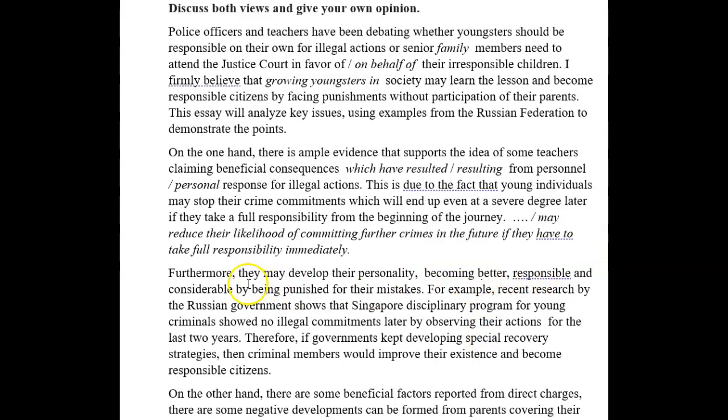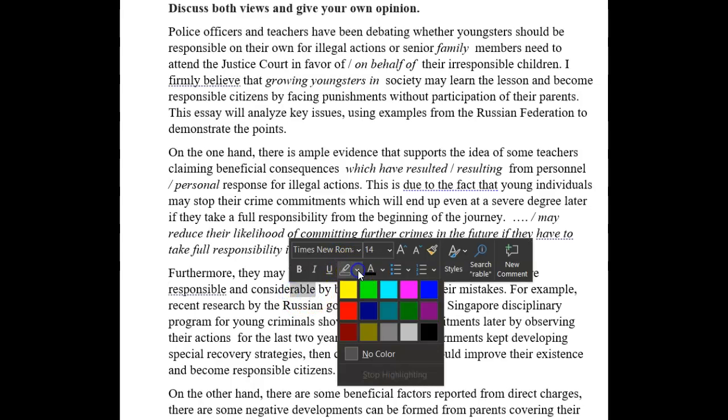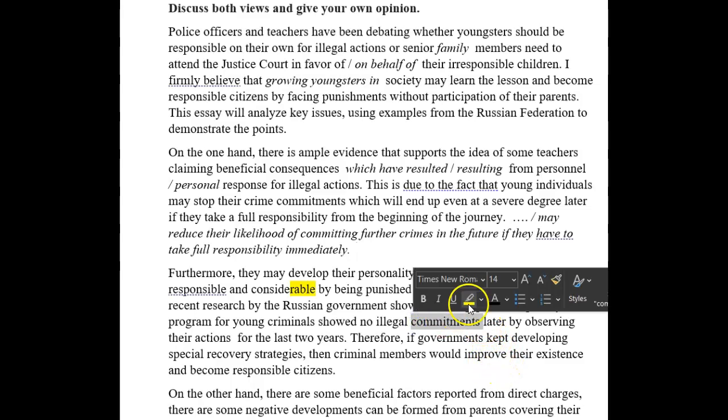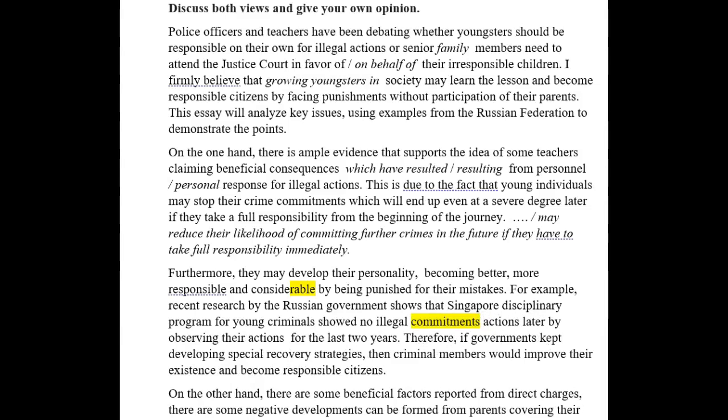Becoming better, responsible and considerable. Now you have to have more because you're comparing. Better is a comparative: more responsible and considerate, by being punished for their mistakes. Excellent. For example, recent research, a Singapore disciplinary program for young criminals, which is terrifying, showed no illegal commitments later. Now, not commitments. Commitments is I promise to meet you later, I commit to it. So illegal actions or crimes, literally.